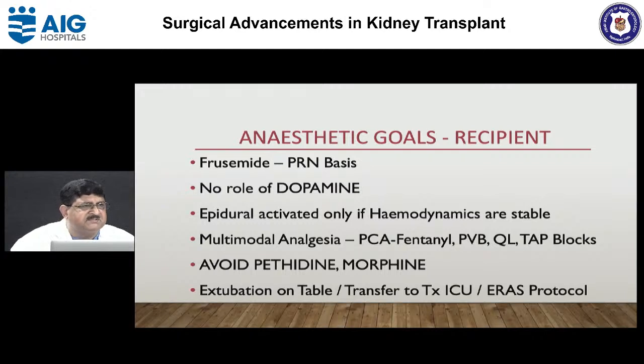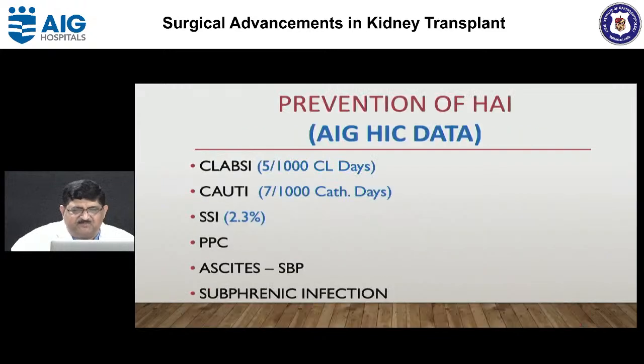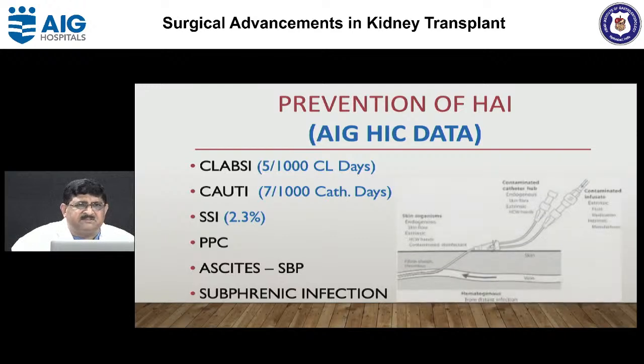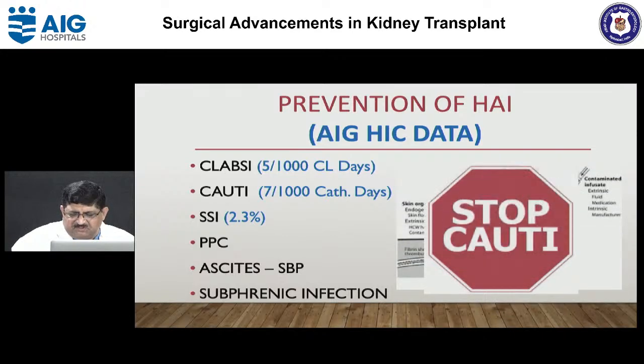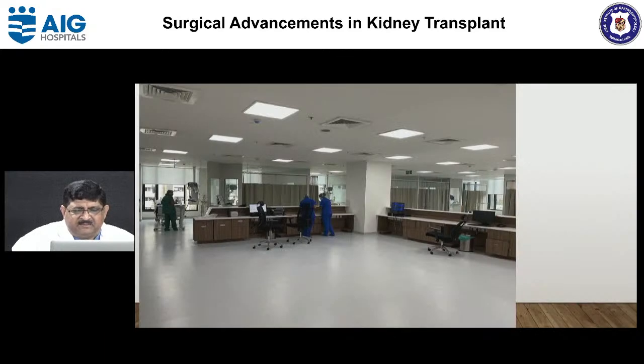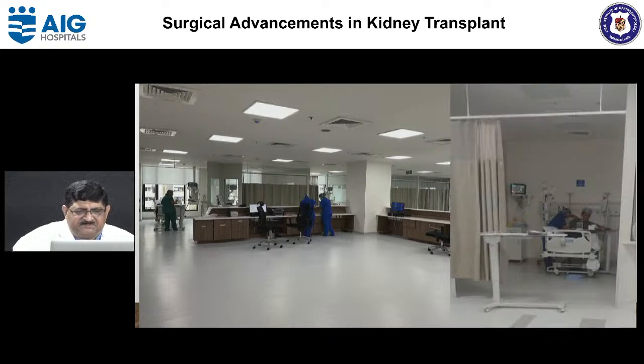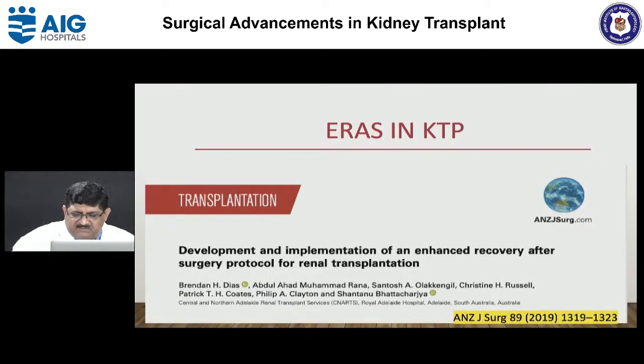Extubation is done on the table 99% of the time. We have not ventilated any patient postoperatively so far, but as per the literature, 2.1% of recipient patients require postoperative ventilation. Prevention of hospital-acquired infections is the crux in our hospital, and whatever you need to do, you need to prevent it. Fortunately, the CLABSIs, CAUTIs, and SSIs are all very late. And we have a very dedicated ICU. You can see enough bed space between the patients.